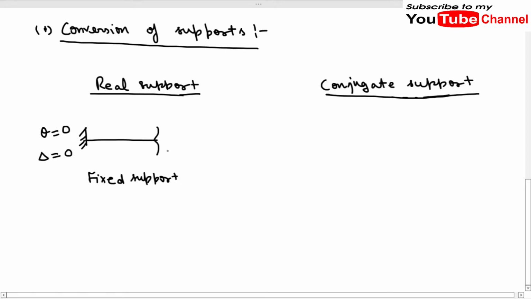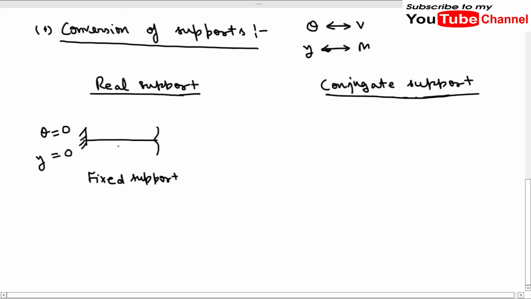Now we want to change this support into a conjugate support. So what is the relationship? Let me write it here. Theta is interchangeable with shear force, and deflection, let me write it as y so there should be no confusion, y is interchangeable with m. So in the real beam we have slope, and in the conjugate beam we have shear force. In the real beam, if we want to find deflection, then in the conjugate beam we have to find the moment.